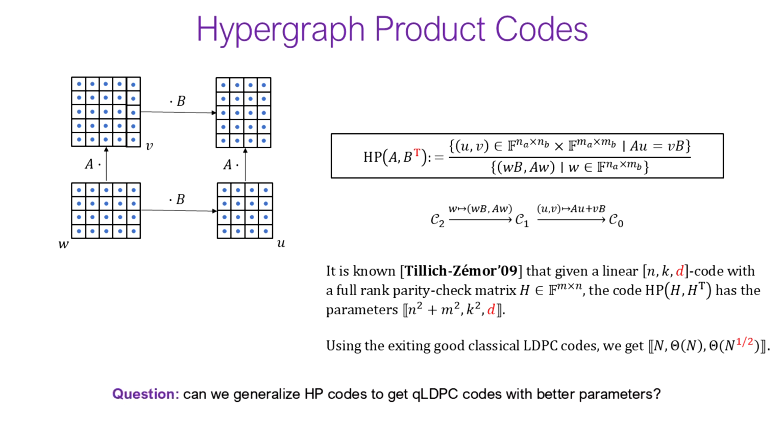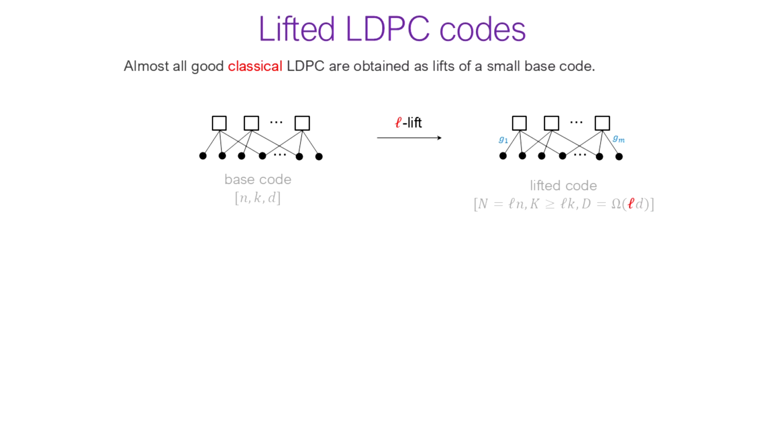The natural question is, can we generalize this idea to get better codes? And the answer to this question is yes. We can naturally do this, and here is the main idea. As I already mentioned before, with classical lifts, when we lift classical codes, the distance also grows linearly with the lift size. And of course the dimension also grows linearly.